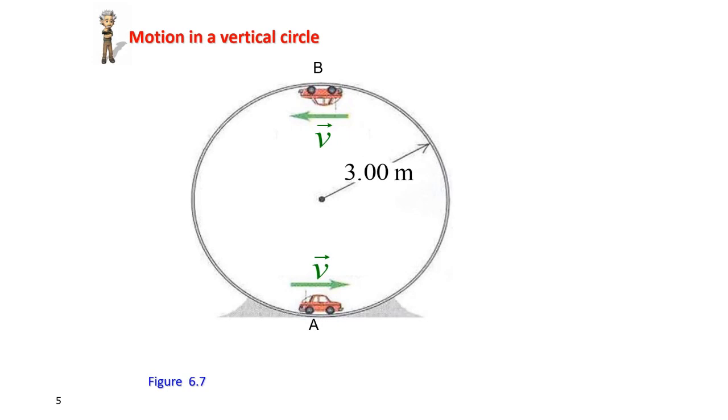The last case in this subtopic is about the vertical circle. There are three situations that we need to consider: point A, point B, and point C. At point C, it is the same concept as horizontal circular motion. So now we just focus on point A and point B, the lowest point and the highest point. First we look at point A, at the lowest point.